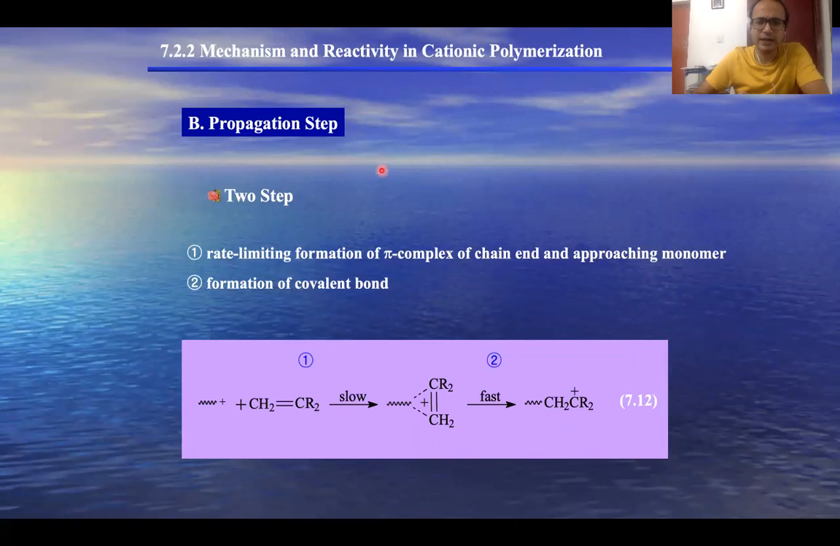As in the case of free radical, let me show it again for your clarification. Suppose this is your initiator, and you have your monomer, vinyl monomer here. This reacts to form an initiator monomer complex, CH2, then you have the CR2 positive with the corresponding counterion formed here. So this is the first step, that is the initiation step.